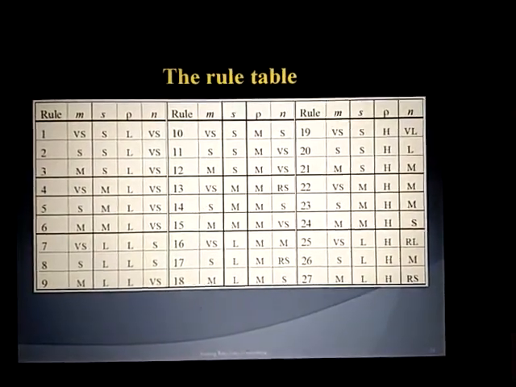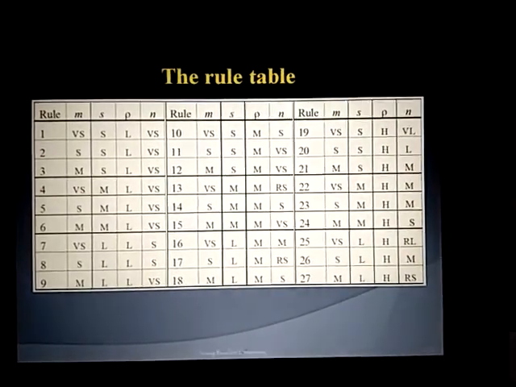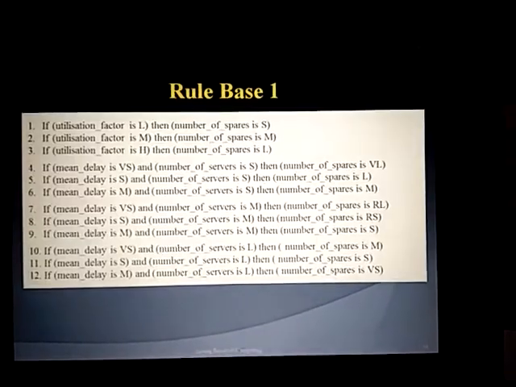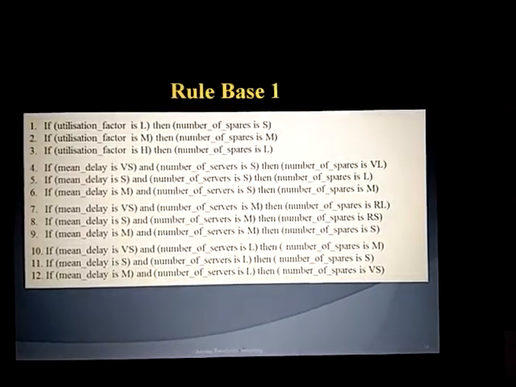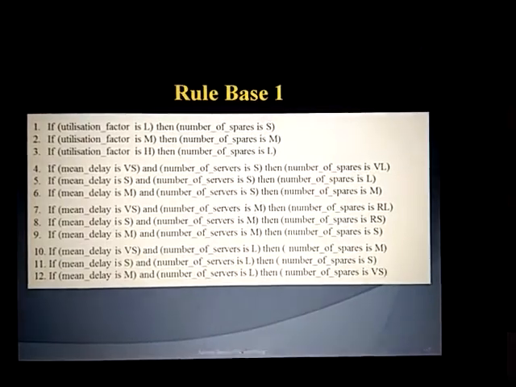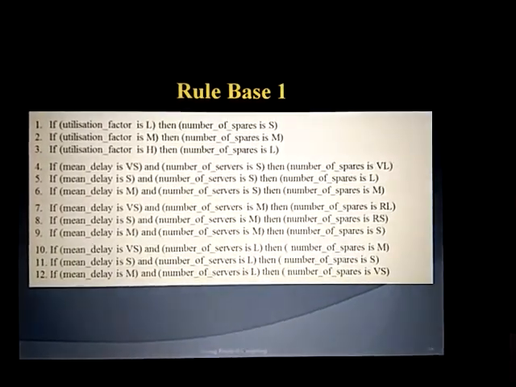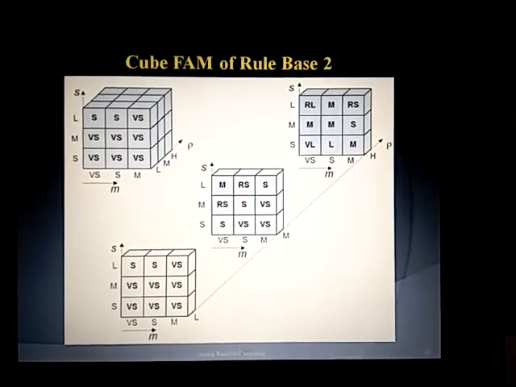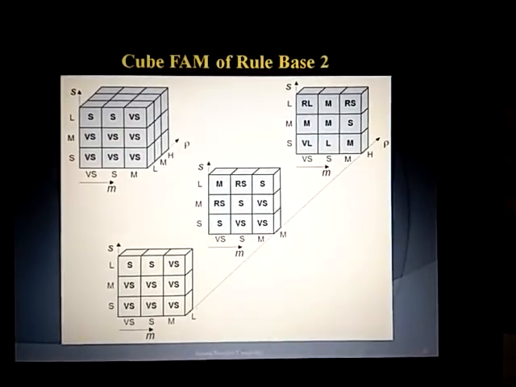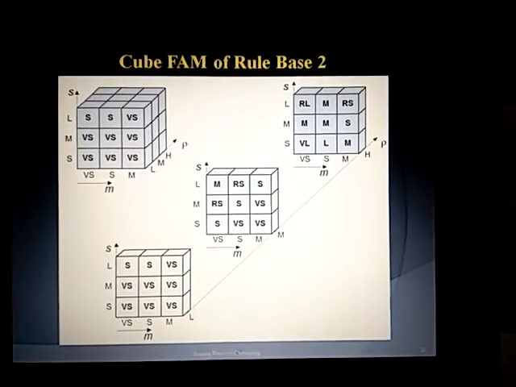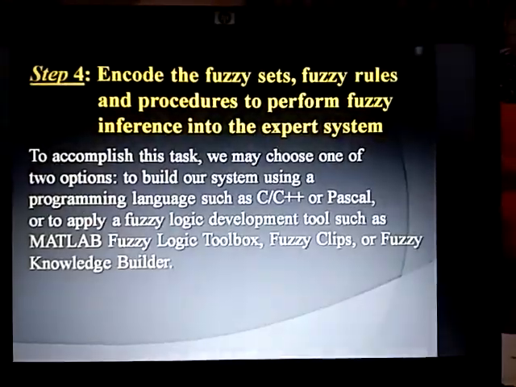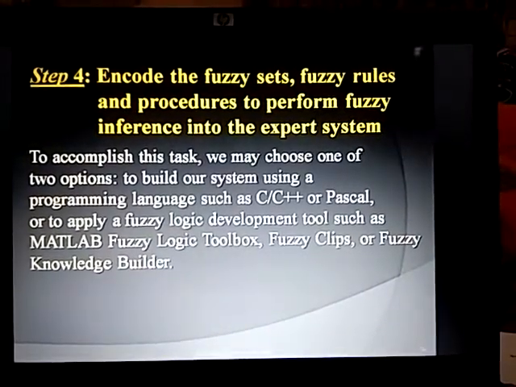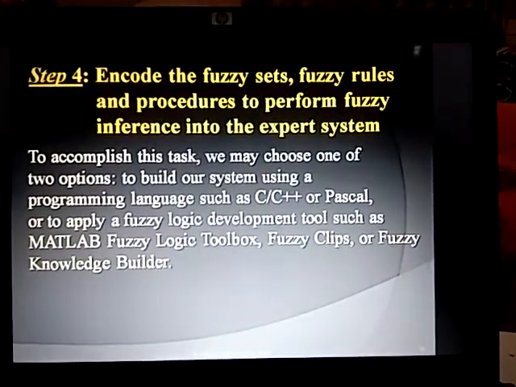Here we have the rule tables, that is, we have used 27 rules and designed the rule table according to that. And after that, that is the rule base, and that is rule base one. If the utilization factor is large, then the number of spares is small, and we are making such rules. And after that, we are making the cube fuzzy associative memory cubes for rule base 2. And after that, step 4, we encode the fuzzy sets and fuzzy rules and perform fuzzy inference in the expert system.